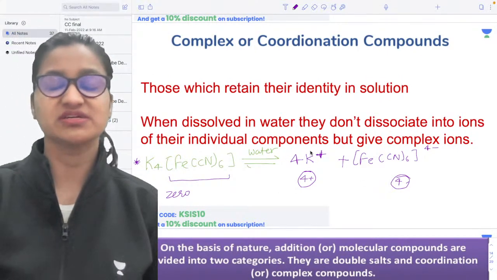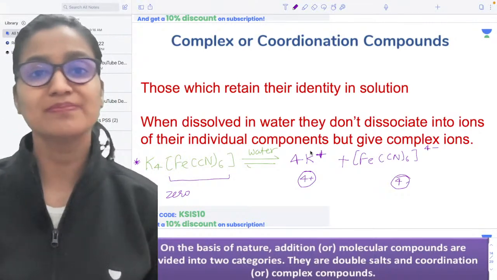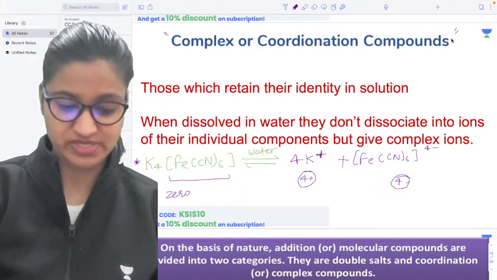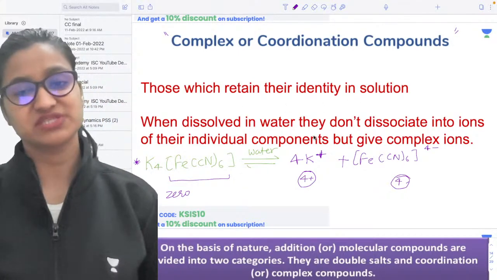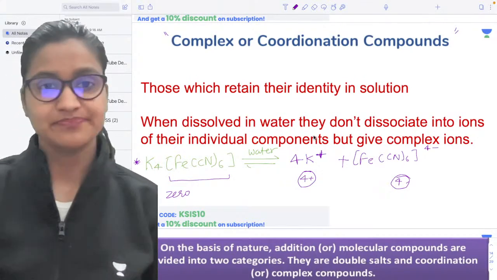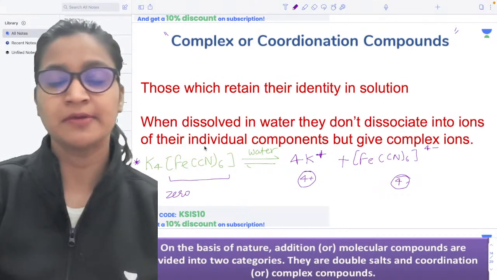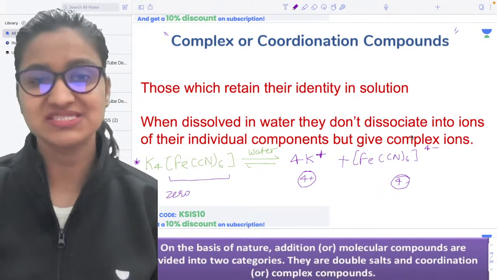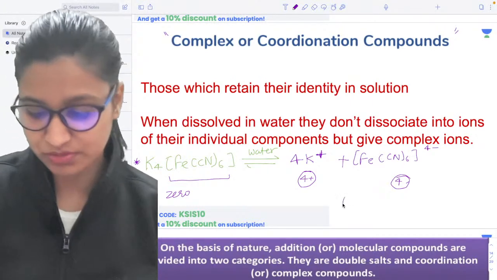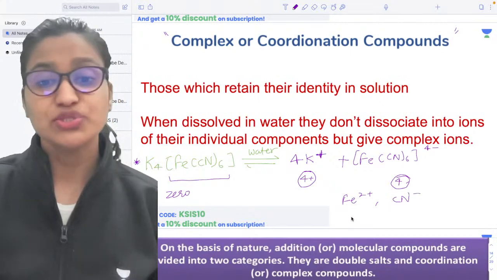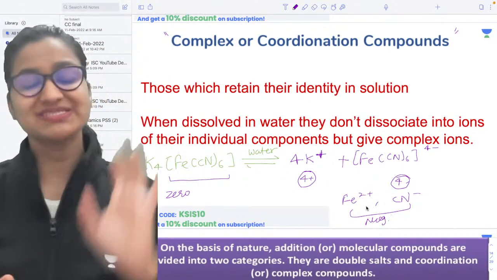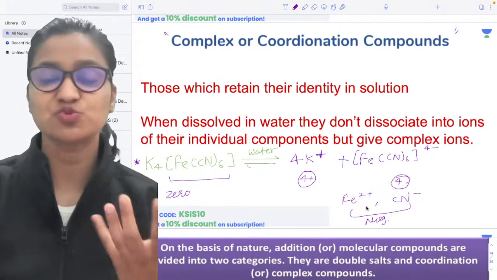So that is how your coordination compound gets dissociated, not into just the individual component ions, but it gives you complex ions. I believe that there is no doubt till now. So we can say that they retain their identity in the solution. What is meant by that? It means when this compound dissociated into 4 K positive and this complex ion, now when you test for individual ions, if you test for Fe2 positive, if you test for CN negative, your test will come out to be negative, that these ions are not present in the solution.